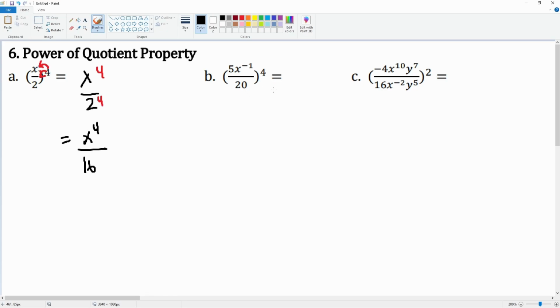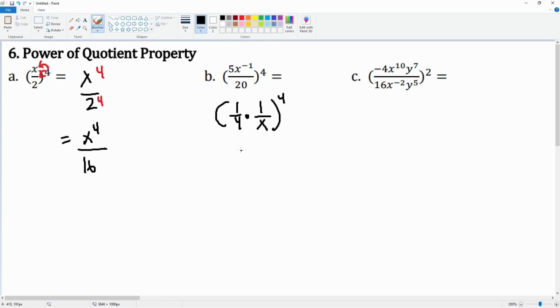Okay, for B, we can distribute that 4, but it is better to deal with the fraction first. So 5 over 20 can be simplified to just 1 over 4. And then that x to the negative 1 on top is going to come down, becoming x to the 1. Okay? Then we have it to the 4th power.